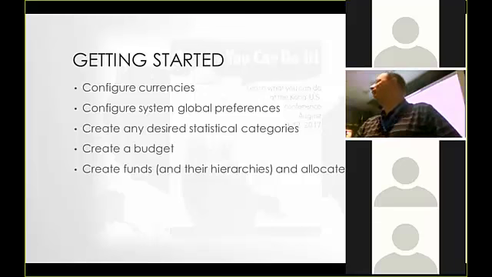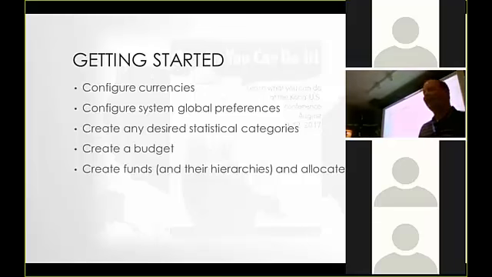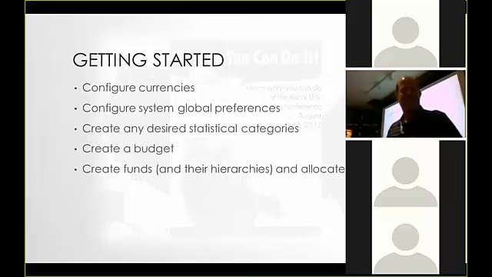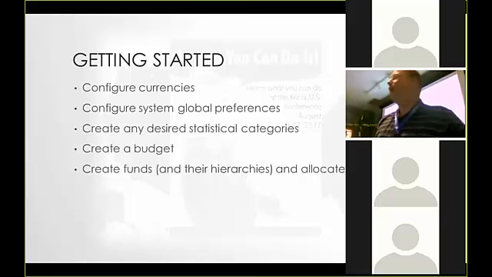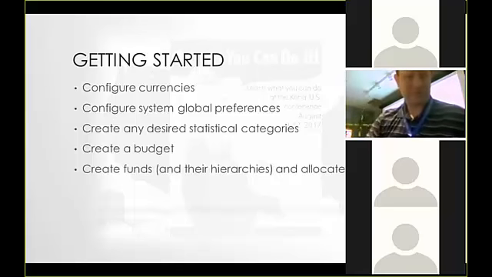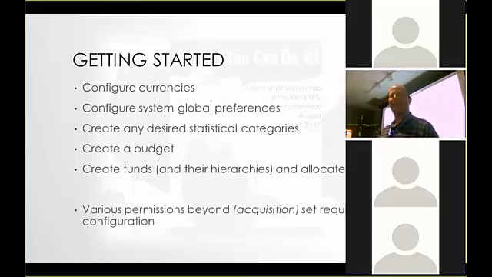Before you can do anything in KOHA with a file, in order, at least the order I recommend, because a lot of these follow a very logical sequence, system global preferences, followed by the creation of any desired statistical categories. Finally, create a budget and then funds within that budget, as well as any hierarchies you'd like, then allocate the funds to it.